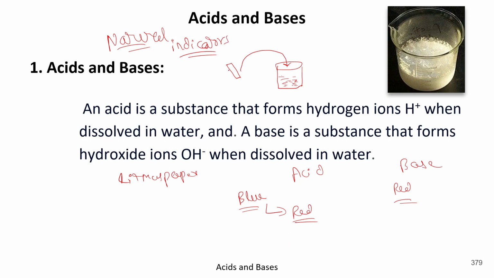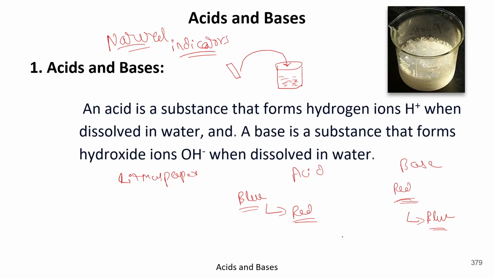Okay, if the litmus paper which you are dropping into the solution changes its color from blue to red, then remember it is an acid. Now what about the base? For base you take the red litmus paper. If you put your red litmus paper into the solution and find that the red turns into blue, then remember it will be a basic solution.